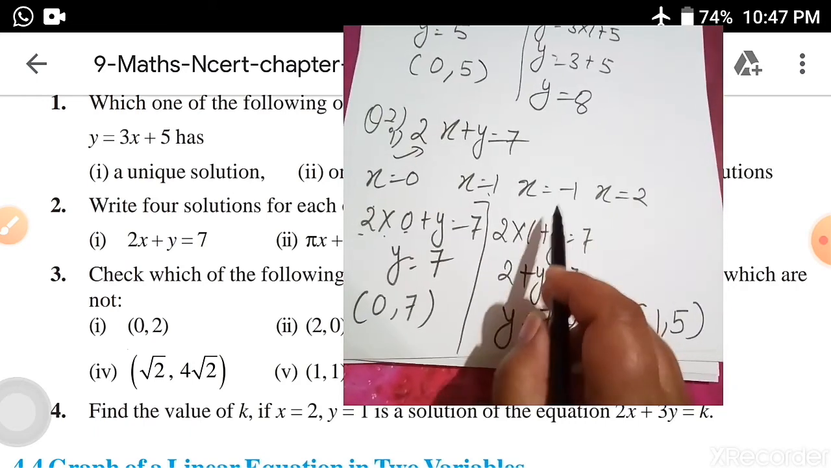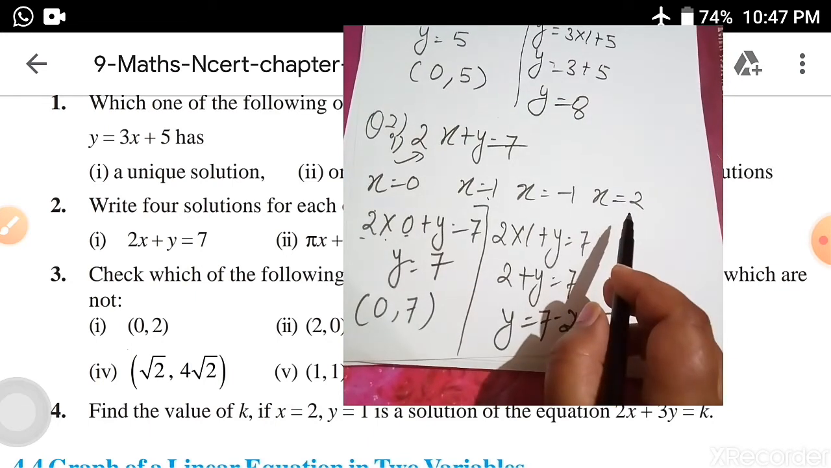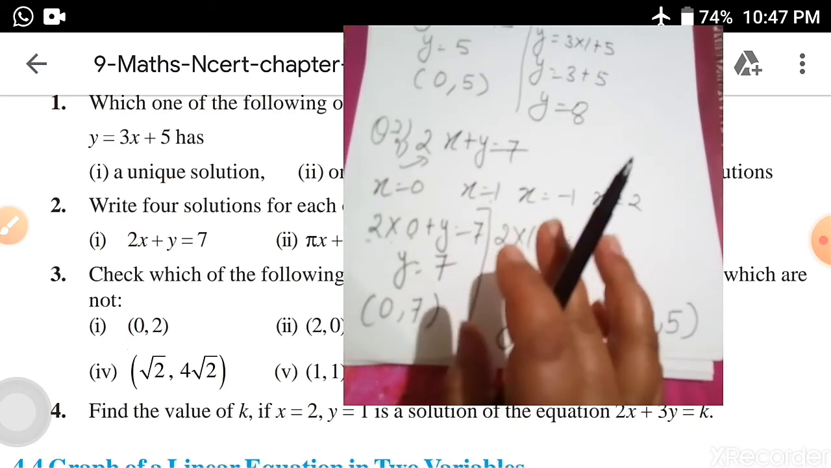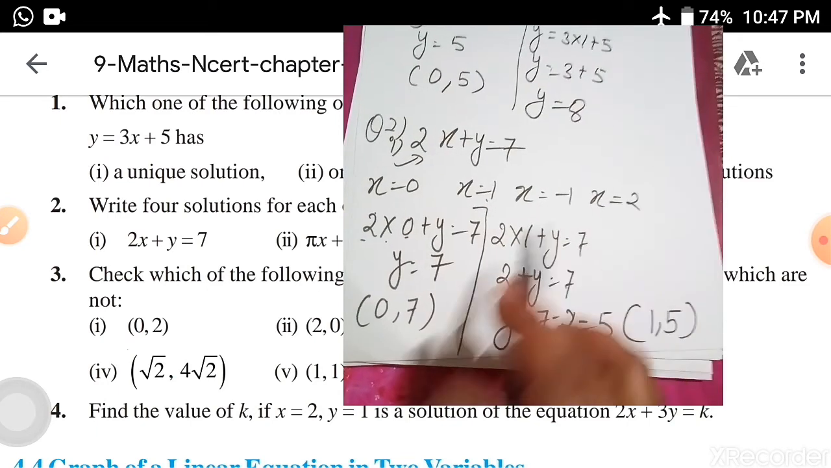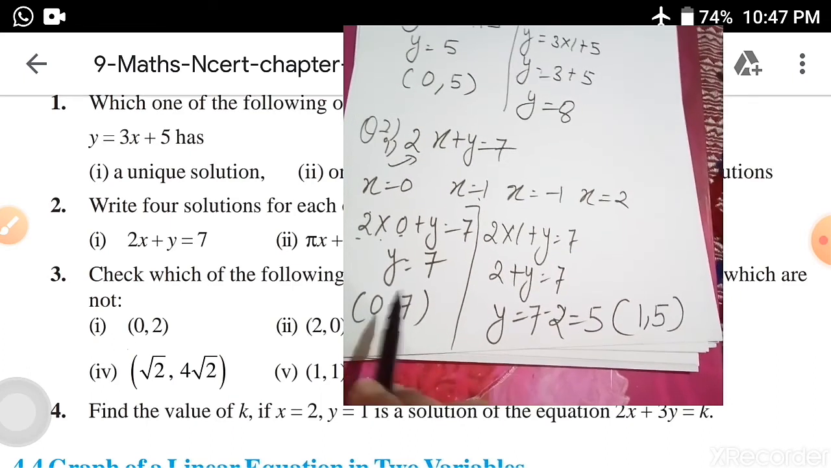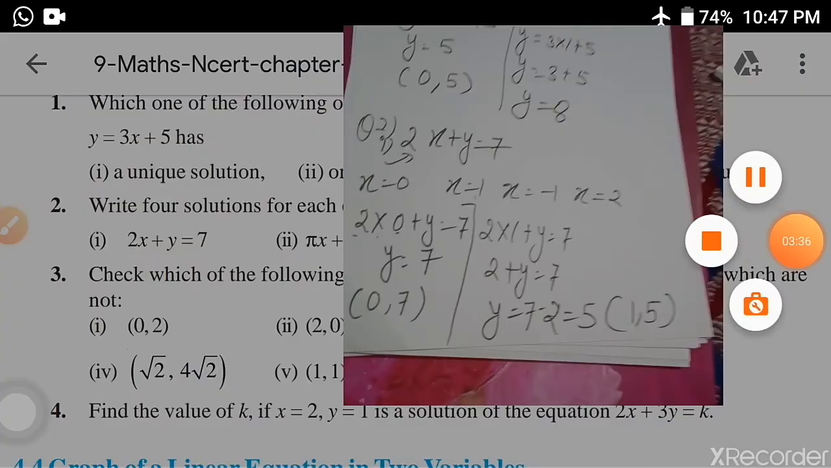Similarly, you can put the values x equal to minus 1 and x equal to 2. That means you can put different values of x. You have to put only 4 values of x, and for that you will get 4 different values of y. This will be the solution of this equation.